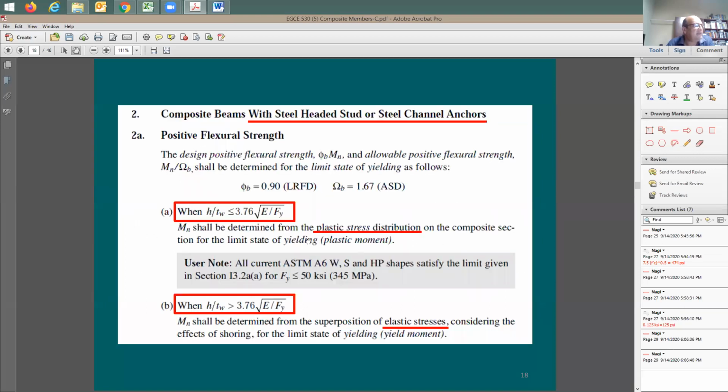I'm going to go back here. I'm going to say, look at this. When can you use a plastic stress distribution? The plastic is going to be used if you have compact section. What's the definition here of the compact section? When H divided by TW is going to be less than this number. Once you go above this number, you have to use the elastic stress analysis. If you are going to be picking a beam to use for composite, usually your beam is going to be satisfying this requirement. It's going to be a compact section.